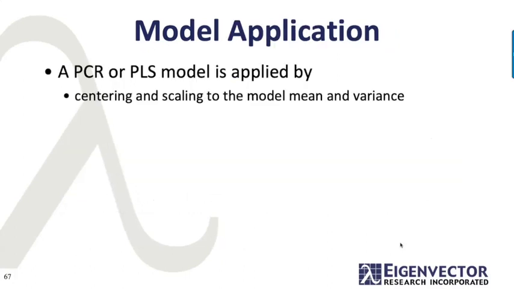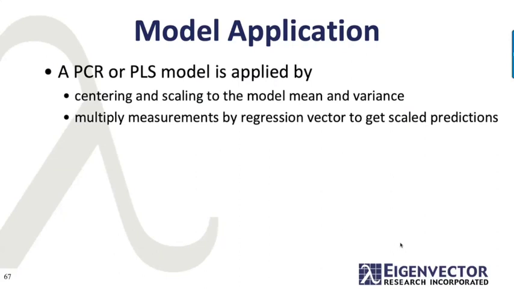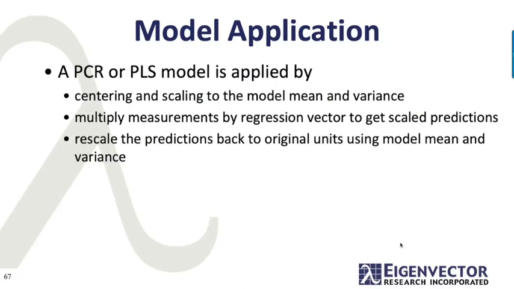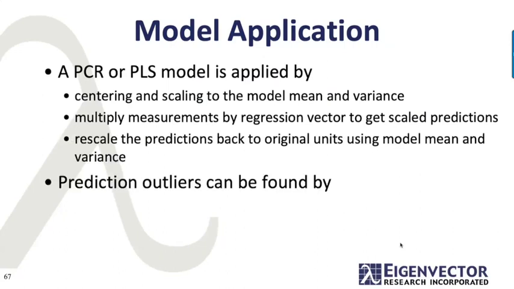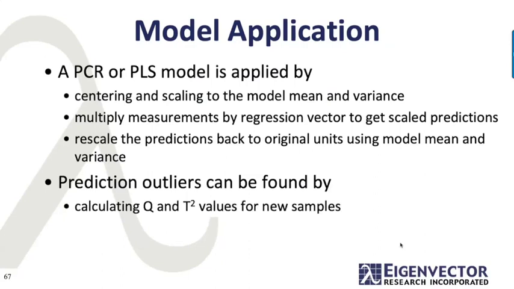When a model is applied, the data is centered and scaled by the model mean and variance. The measurements are multiplied by the regression vector to get scaled predictions, and that's scaled back up. Prediction outliers can be found by calculating the Q and T squared values for new samples. And that's a really important point. We actually demonstrated that when I said show excluded data.